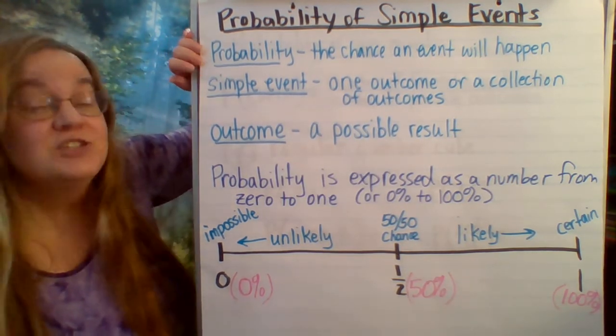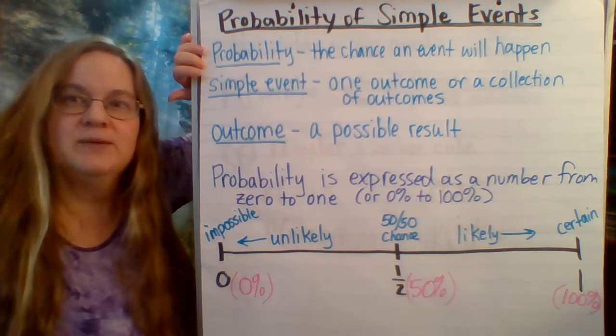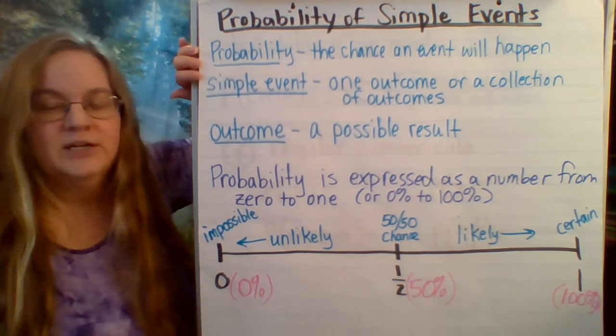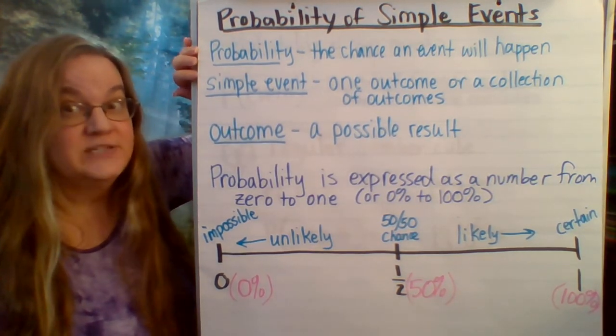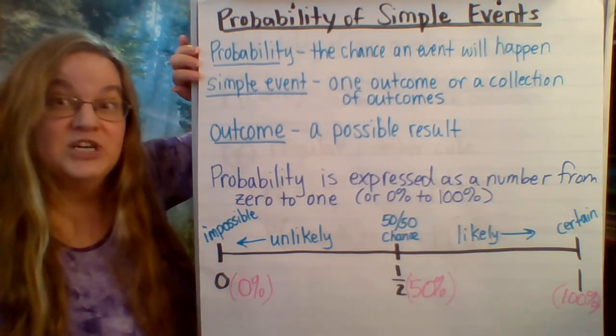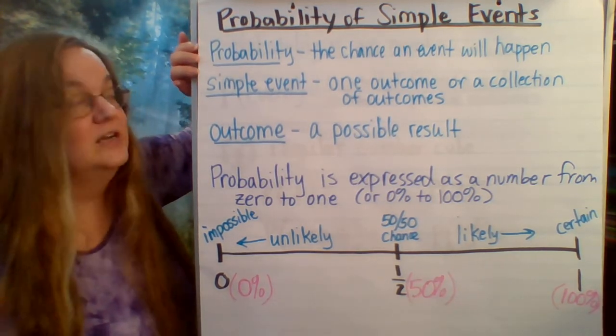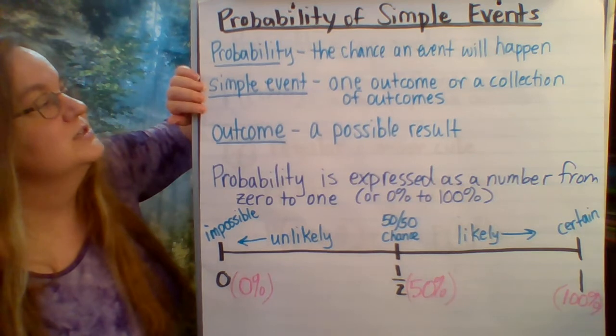So probability is just the chance that something's going to happen. Like if I'm flipping a coin, the probability of, say, flipping heads. What's the chance of that happening if I'm doing a coin toss?